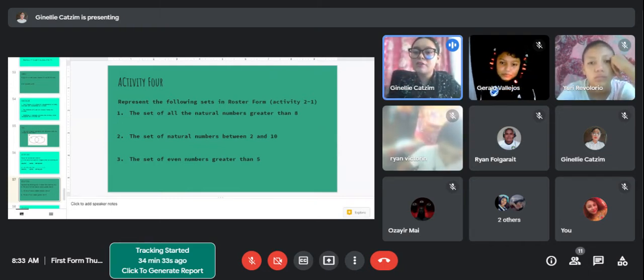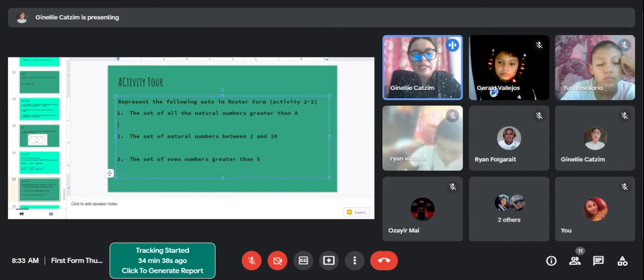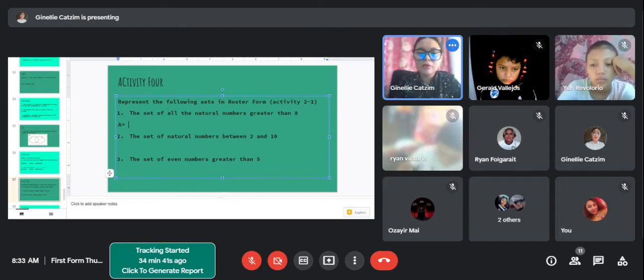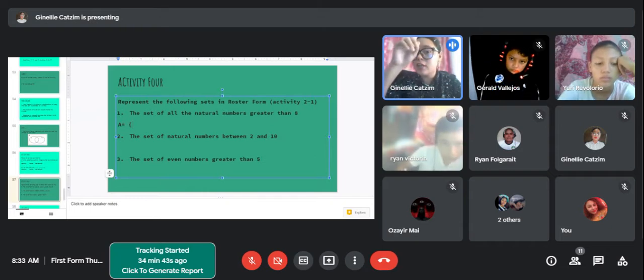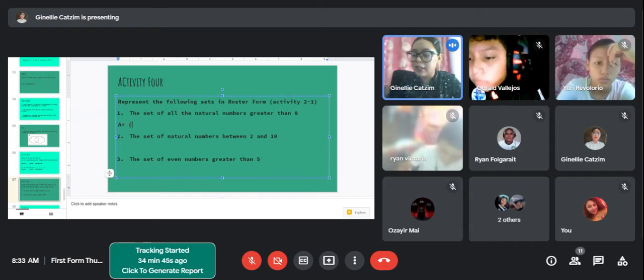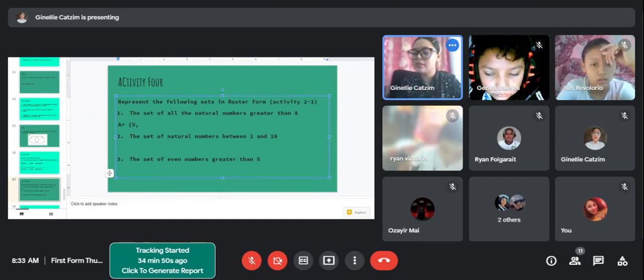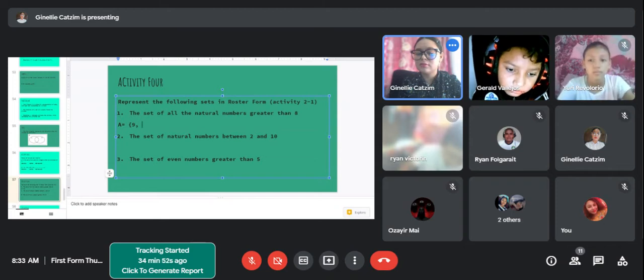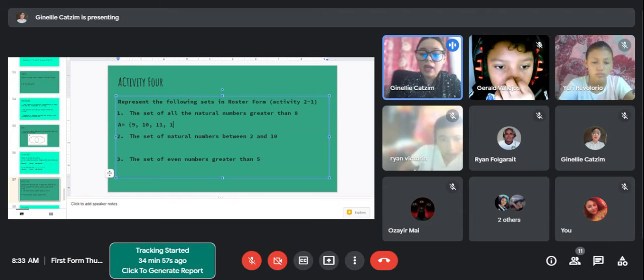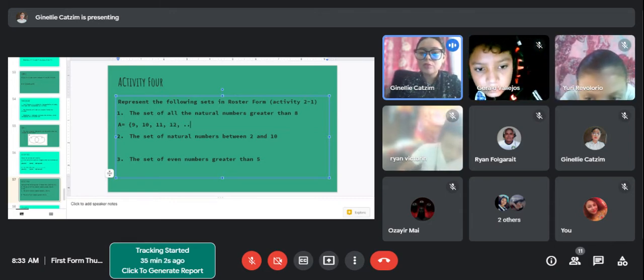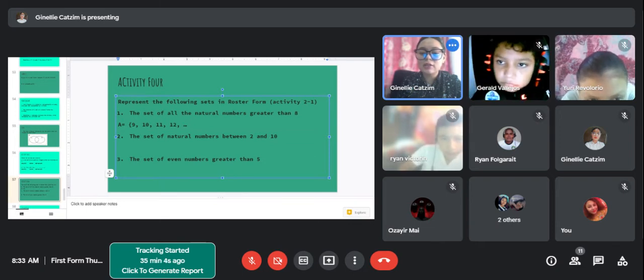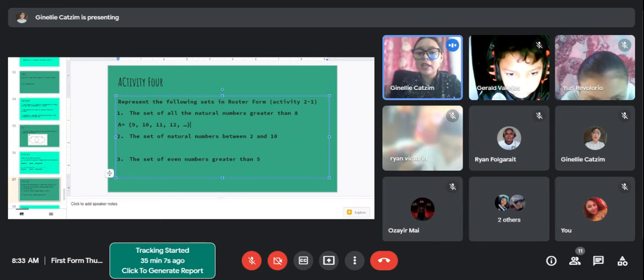So what we'll have is, let's name it set A equals, we will start from 9 because it's saying natural numbers greater than 8. So it is 9, then what? 10. 10, very good. Then we have 11, 12, and we put our dots. Why? Because it doesn't have an end.